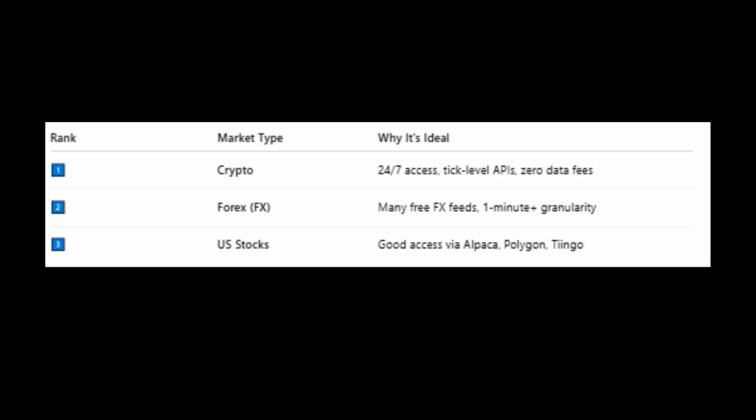And then what's growing at the moment, I think, is free access to US stock markets. Probably the most highly traded stock exchanges in the world: Nasdaq, S&P 500, Dow Jones. And a lot of these providers, the Alpacas, the Polygons of the world, are giving us free access, and the quality is pretty decent. So that's my order in rank: crypto, FX and US stocks.